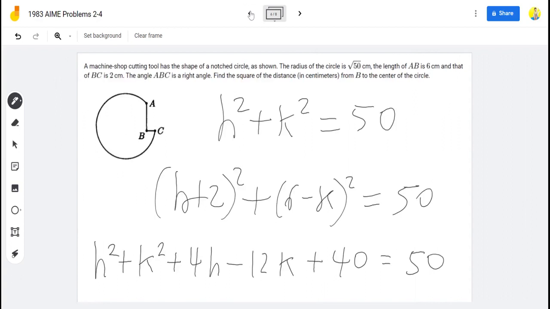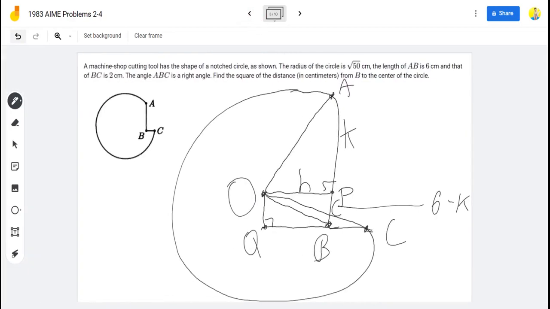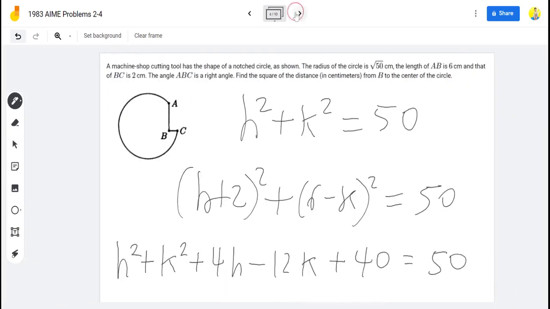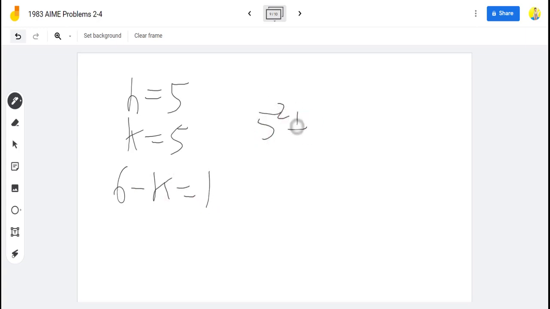If K was 5, that would mean that H would also be 5. And that would work. So that means K equals 5 and H equals 5. Now going back to the original problem, we're trying to find OB, the distance from B to the center of the circle, which is just H squared plus 6 minus K squared. That would mean that since H is 5 and K is 5, 6 minus K equals 1, meaning that 5 squared plus 1 squared equals 26.